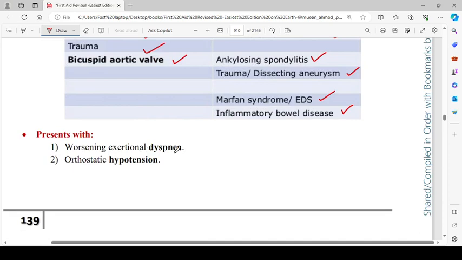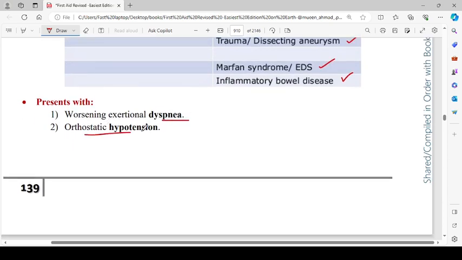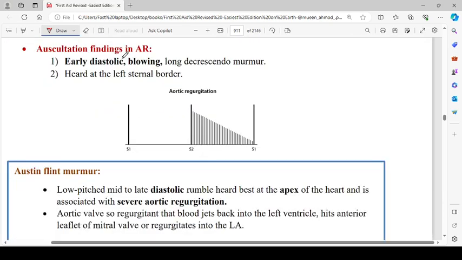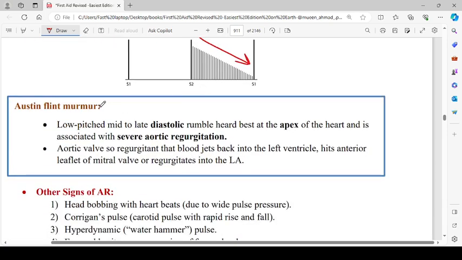It presents with worsening exertional dyspnea and orthostatic hypotension. The auscultatory finding will show a decrescendo diastolic murmur in aortic regurgitation. It is an early diastolic, blowing, long decrescendo murmur heard at the left sternal border. Austin Flint murmur is a low-pitched mid to late diastolic rumble, heard best at the apex of the heart, and it is associated with severe aortic regurgitation.